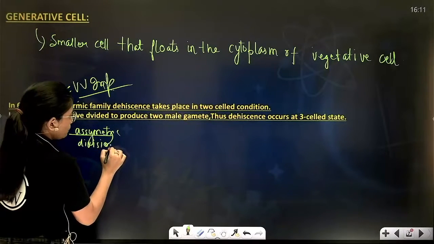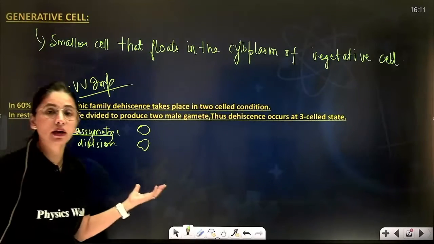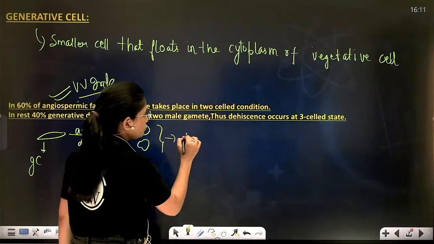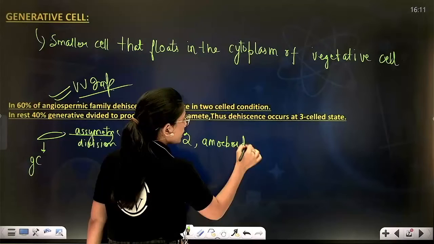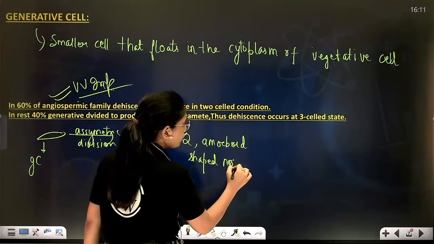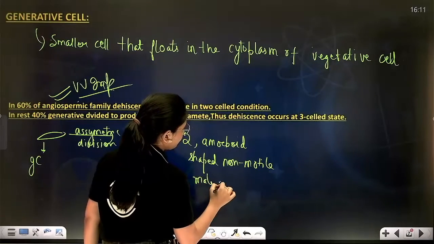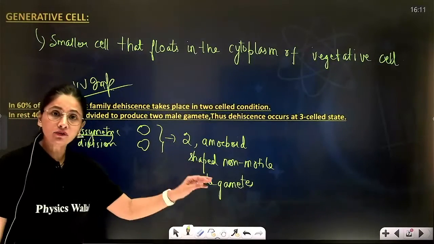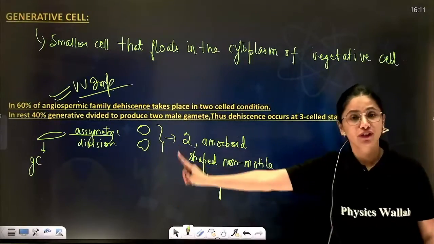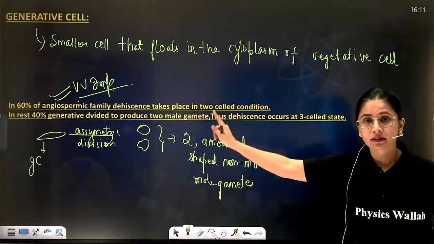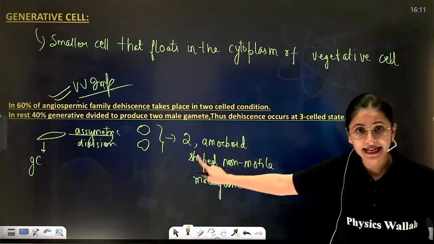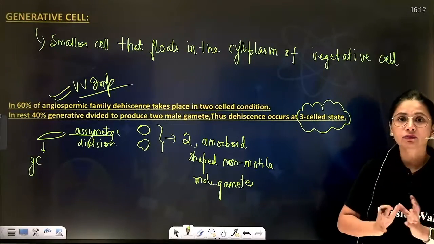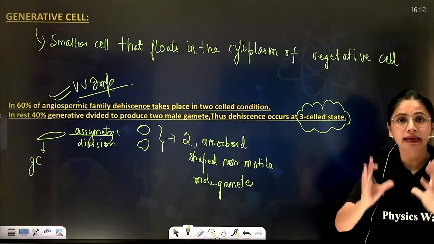Mitosis takes place to produce two non-motile, amoeboid shaped, irregular shaped male gametes. So this is your generative cell which undergoes asymmetric mitosis to produce two amoeboid, irregular shaped, non-motile male gametes. So now how many total cells will be there in the pollen grain? 3 cells, 1 vegetative and 2 male gametes. So in 40% of the angiospermic families, the generative cell, still there within the anther, divides to produce 2 male gametes, and thus in 40% of the families, dehiscence takes place at the 3-celled stage.